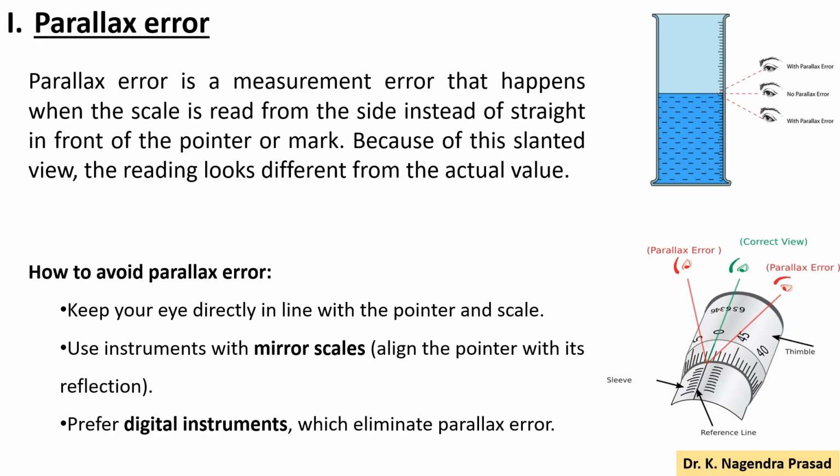So how do we avoid these parallax errors? Always keep the eye directly in line with the pointer and the scale. Moreover, use instruments with mirror scales, where you align the pointer with its reflection. Also, prefer digital instruments, which eliminate the parallax error.